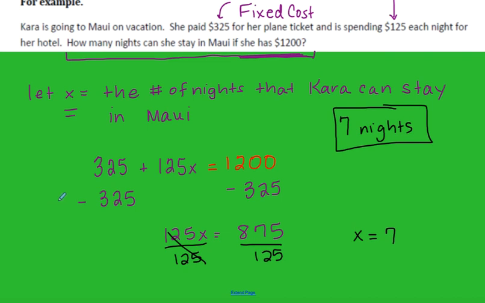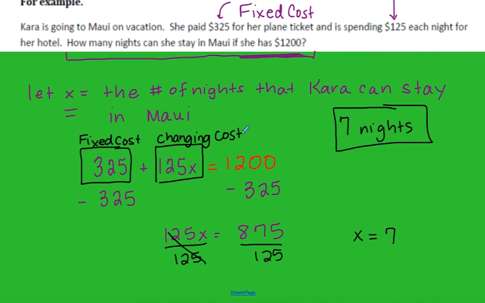Okay. Now, in this particular example, I want to make sure you saw that we had a fixed cost plus a changing cost. Because a lot of them follow that format or that pattern. So it's definitely something that I want you to pay attention to as you solve these problems.